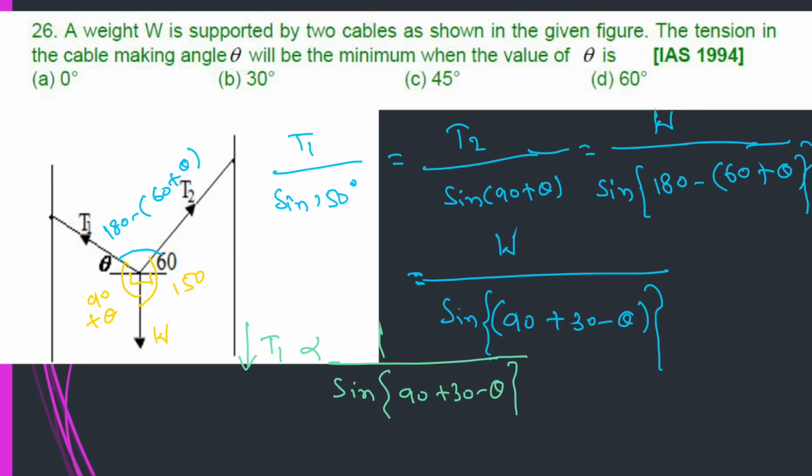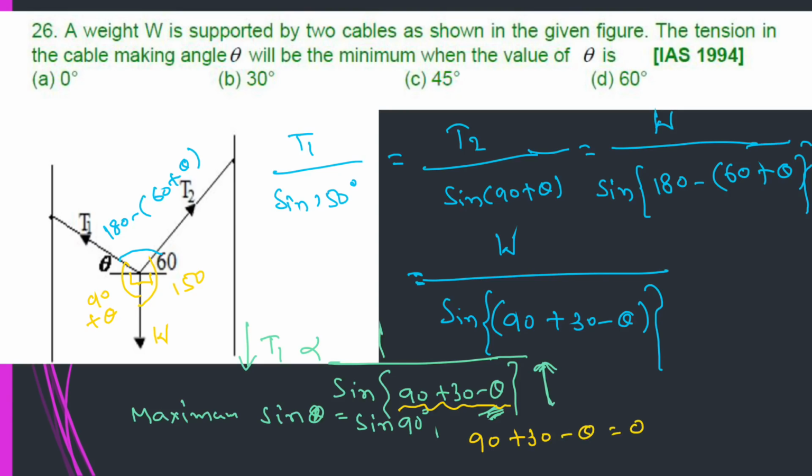Sine value is maximum at sine 90 degree. Theta should be minimum means this complete term should become 90 degree. 90 plus 30 minus theta, it's equal to 90. 90 you can cancel, theta equal to 30 degree. This is your answer. It's better if you remember this one. Theta is equal to 30 degree because this question is repeating.